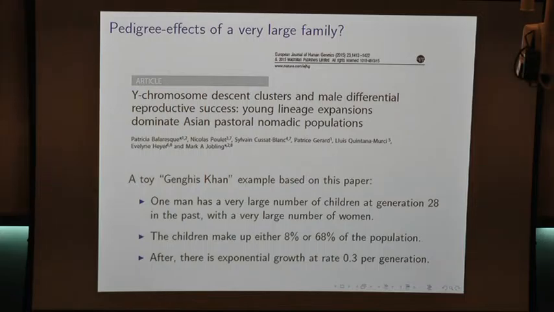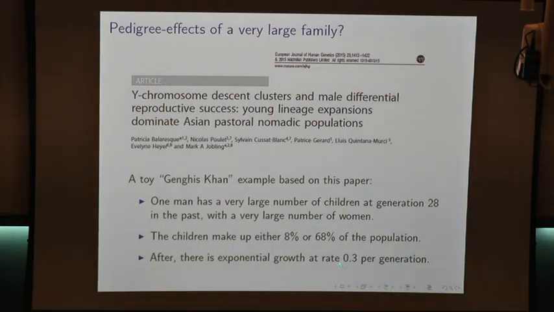And so I made a toy model based on this and got numbers from this paper. The way the toy model works is that a single individual male has a very large number of offspring at generation 28 in the past. This is Genghis Khan's time, roughly. The mothers are randomly chosen in the model. The children make up either 8% of the population or 68% of the population. If you go into some local populations in Central Asia, you can find populations, listed in this paper, where 68% of the men have this Y chromosome haplotype. So it's a big number.